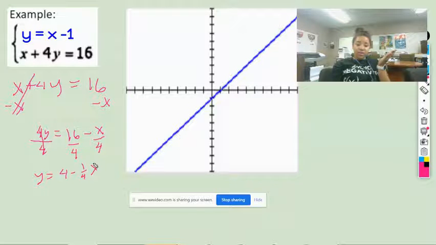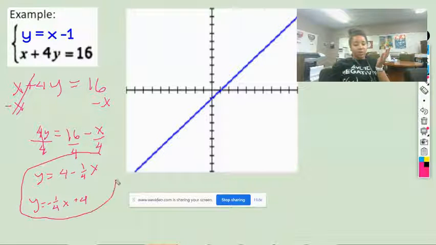So then we graph this one. I'm going to rewrite this as well. I'm going to write this as y equals 1/4 x plus 4. Okay? And that is a little bit easier. If you're graphing by hand, it'll be a little bit easier to graph. But you can put both of these equations in Desmos and it'll work. As long as it's y equals, you can graph it.